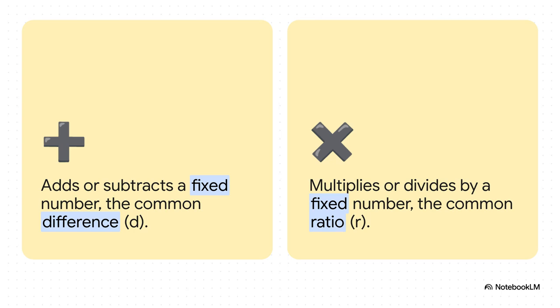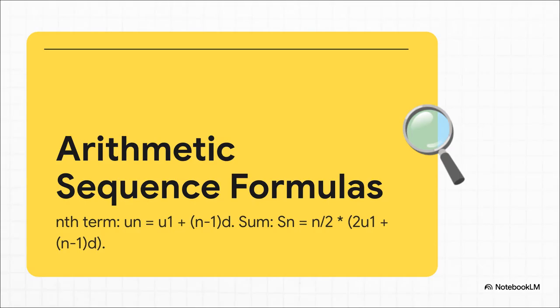Arithmetic is all about adding or subtracting a fixed number, which we call the common difference, d. Geometric, on the other hand, is all about multiplying by a fixed number, the common ratio, r. Now, for arithmetic sequences, these two formulas are your secret weapons. Seriously, the first one lets you find any specific term you want, and the second one adds up a whole bunch of terms for you. You master these, and you're pretty much golden.